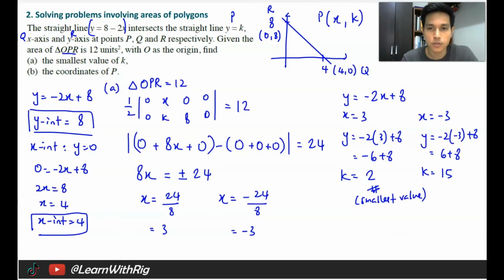So now they ask you question B. They ask you to find the coordinates of P, which you have already found because you know the x value, right? So P equals (3, 2).